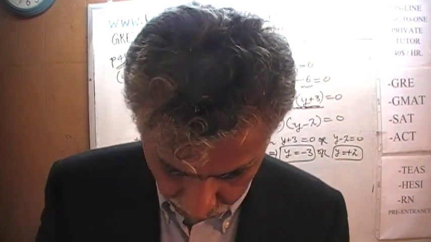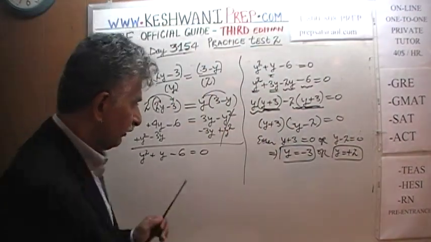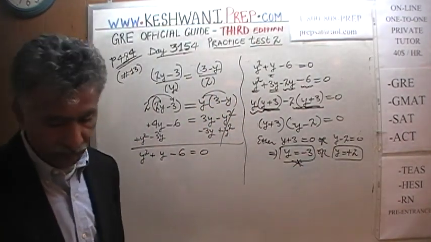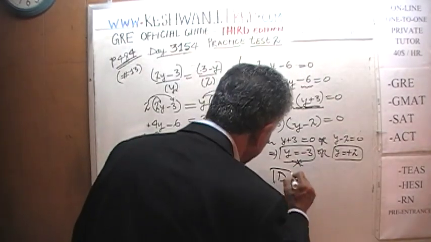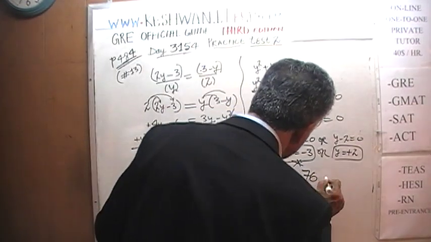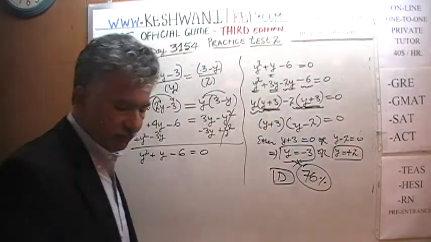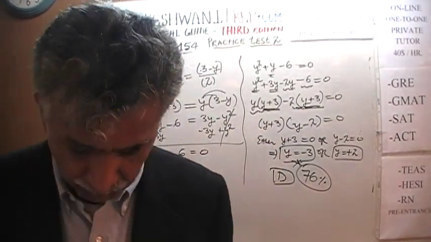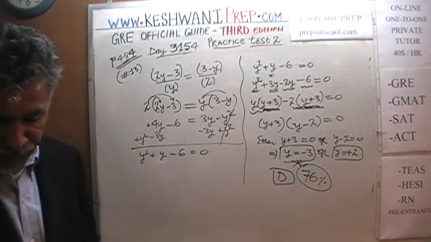So which of these two answer choices do we pick? Well, the answer is obviously negative 3, because positive 2 does not appear as one of the answer choices. The answer is D. It's not such a bad problem. 76% of people had no trouble with it. Let's do the next one, number 14.